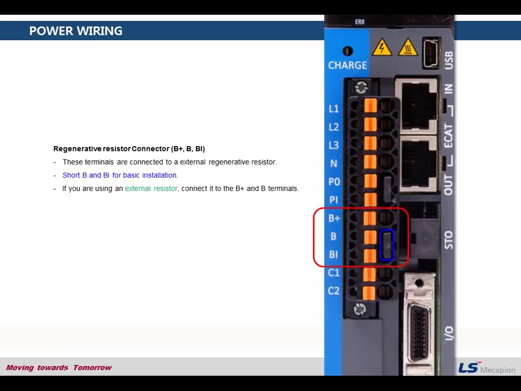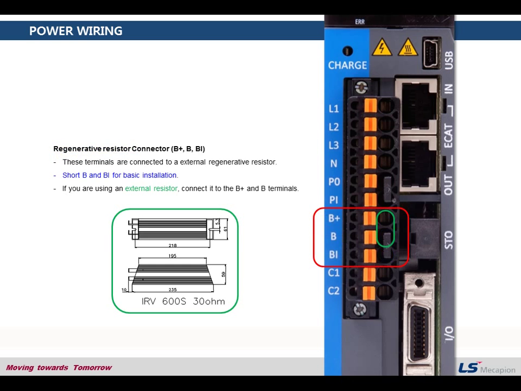And B plus, B, BI, they are for regenerative resistor. Basically, below 15 kilowatts of L7 series includes built-in regenerative resistor. So, if the external resistor is not required to use the drive, B and BI terminals should be short circuit.